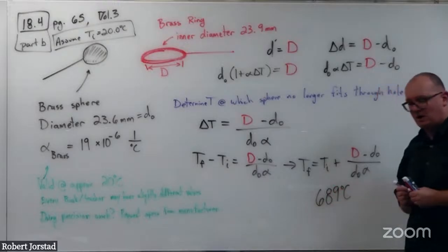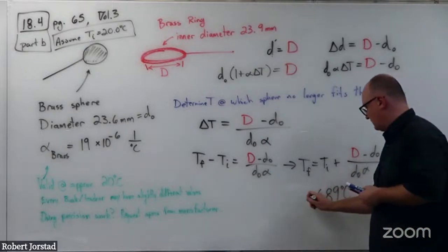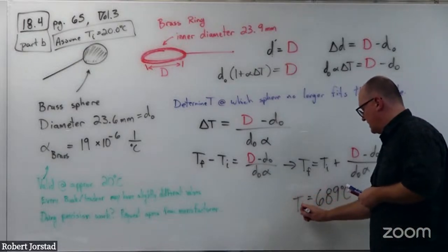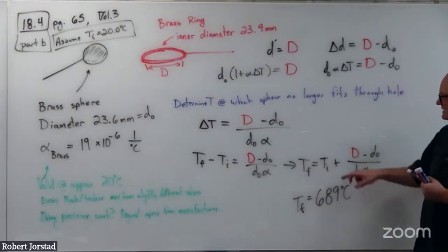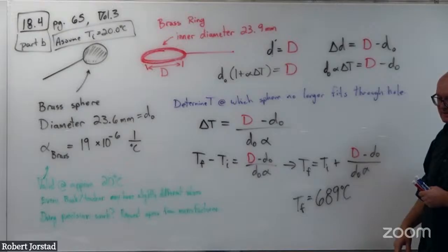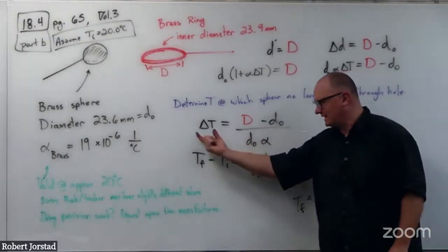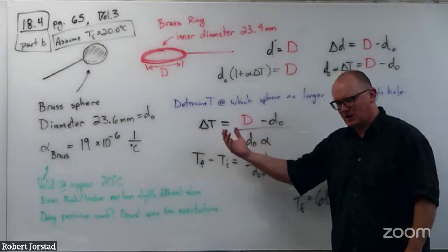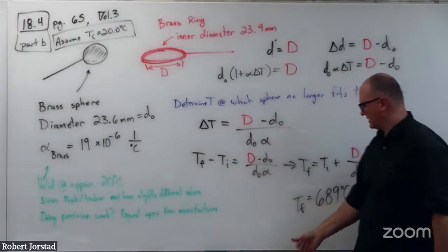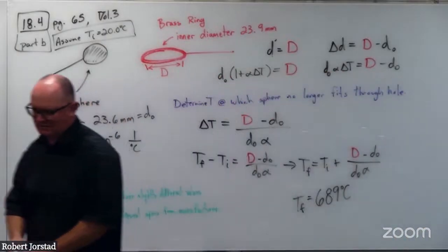So if you want to pause the video for a second and make sure you get that number for T final, go for it. A common mistake is to forget to add the 20 from room temperature. So if you ended up with 669, you might be like, what? Remember, we solved for delta T, which is the change from room temperature. So you got to remember to add in that 20. Double check for that. And then I'm going to go ahead and do the demo.